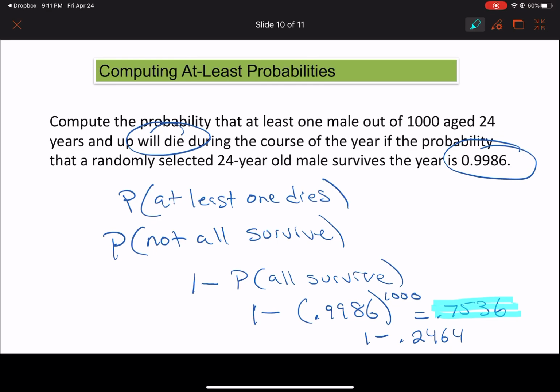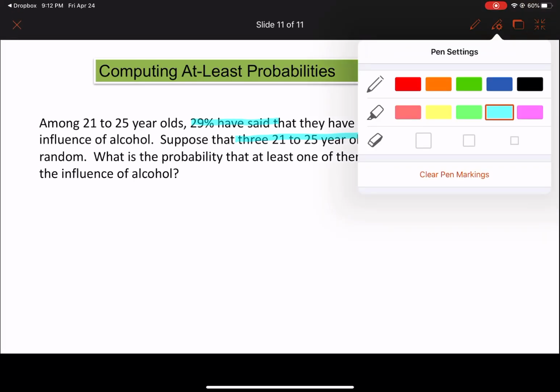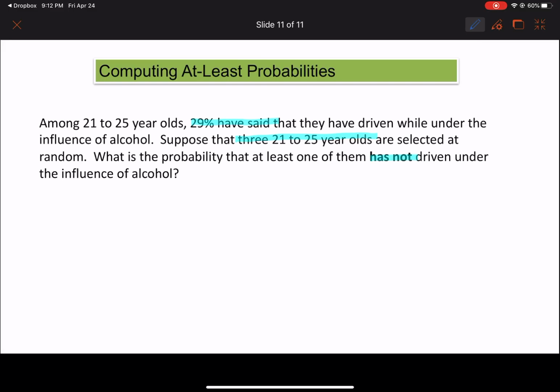So I want you to try one of these on your own. I have another problem I'm going to give you. I want you to try one on your own and then come back and we will work it out together. So here's the problem. Among 21 to 25-year-olds, 29% have said that they have driven under the influence of alcohol. Suppose 3 of them are selected at random. What's the probability that at least one of them has not driven under the influence of alcohol? So what we're saying is, what is the probability that not all of them have driven under the influence of alcohol?